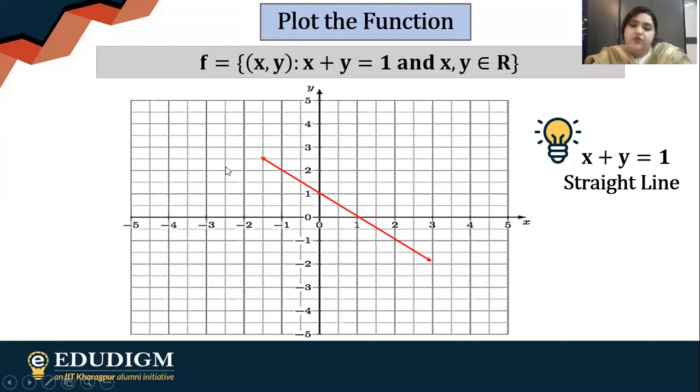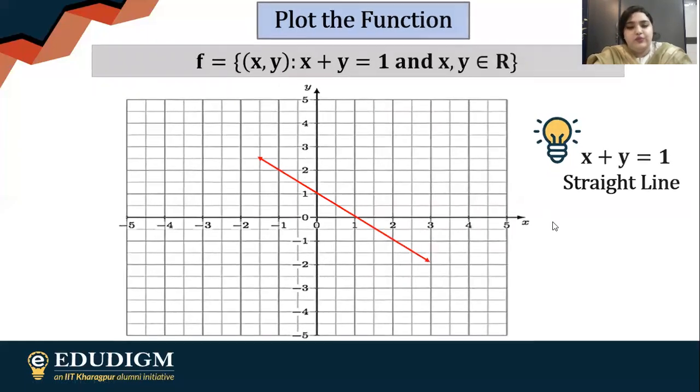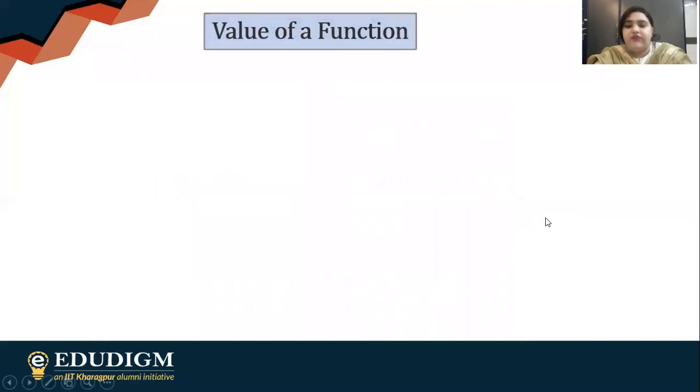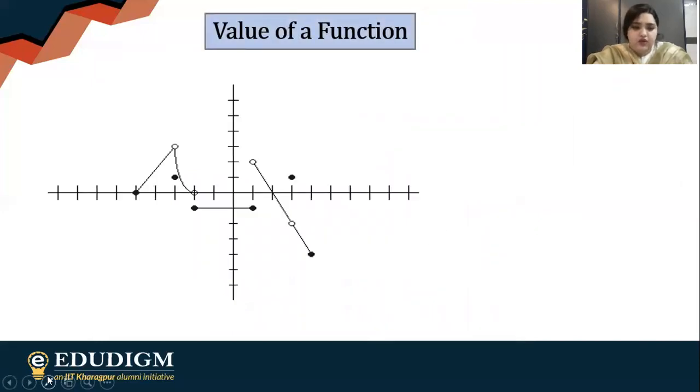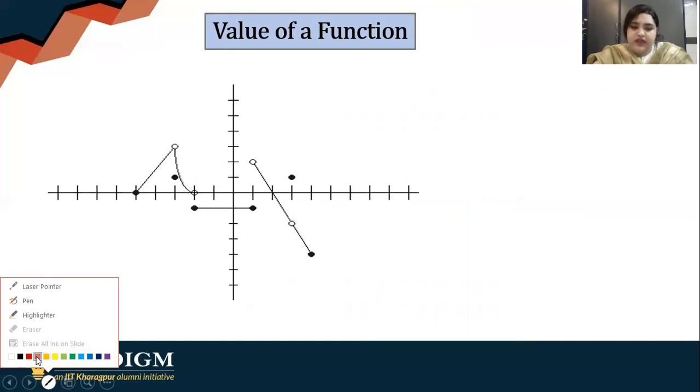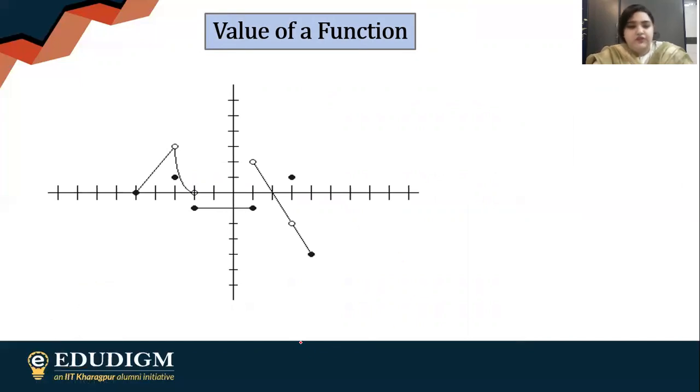Now, once you know how to plot a function, you will also see how we can find out the value of a function. So let's take this graph. All right, so I'm going to find out the value. So what does this value mean? If you have a particular input, you will get a particular output. That is the concept of a function. That particular output is the value of the function.